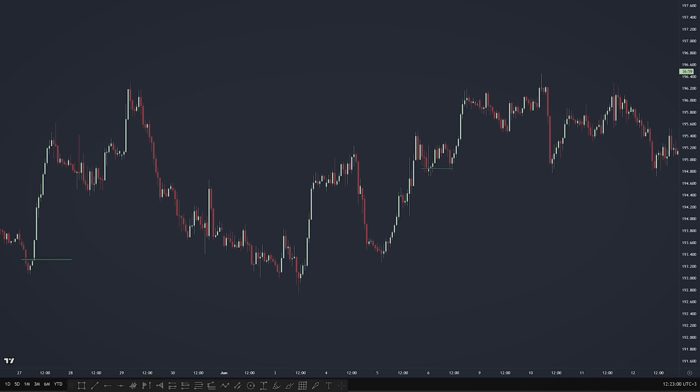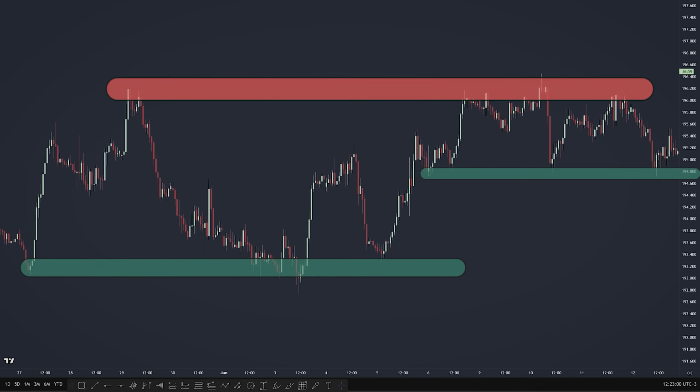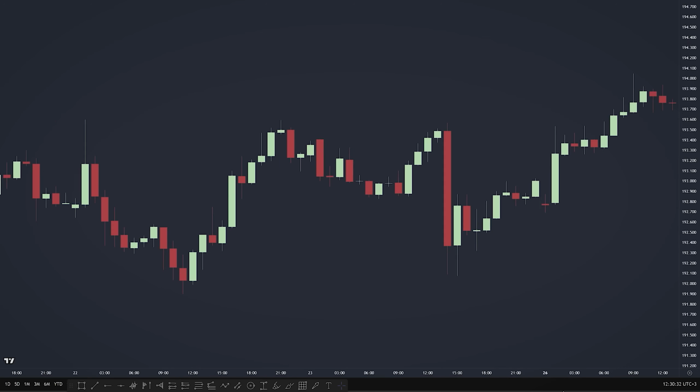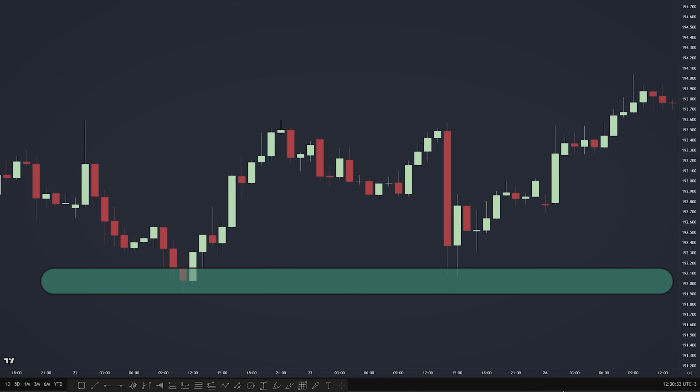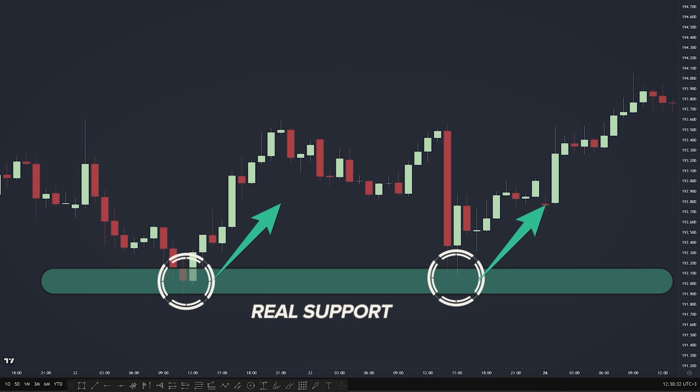First, forget everything you know about drawing lines. These levels aren't thin lines, they're zones, areas where price has repeatedly shown interest. Look at this level. Price has touched it 2 times. Each time, it bounced off this area. That's a support zone. It's not a single price point. It's a range of prices where buyers keep showing up.